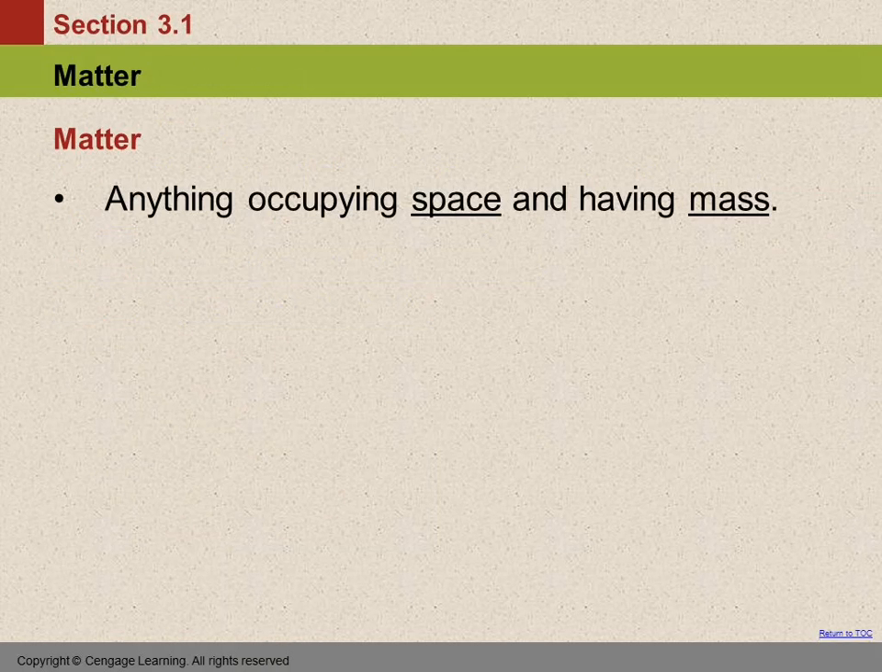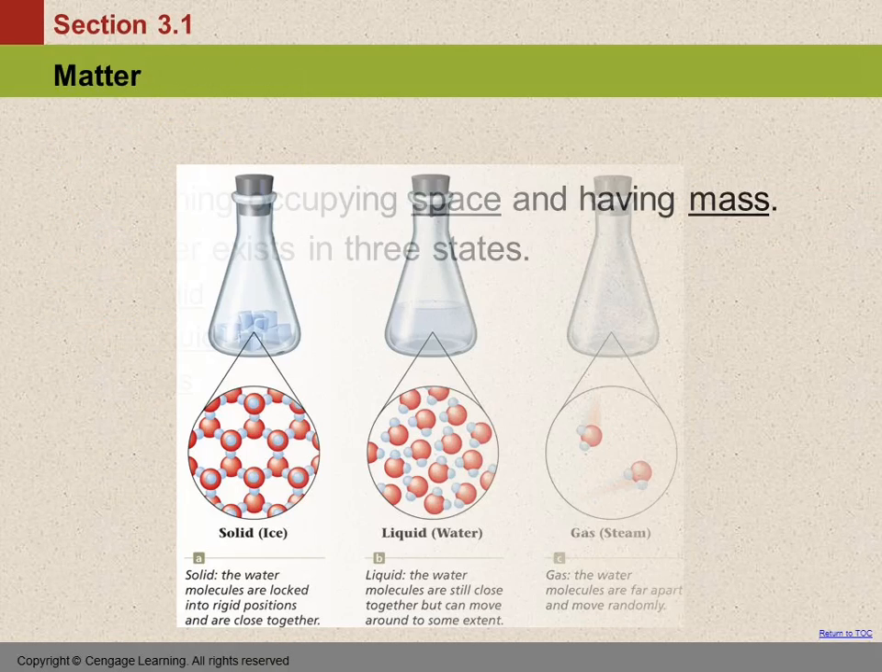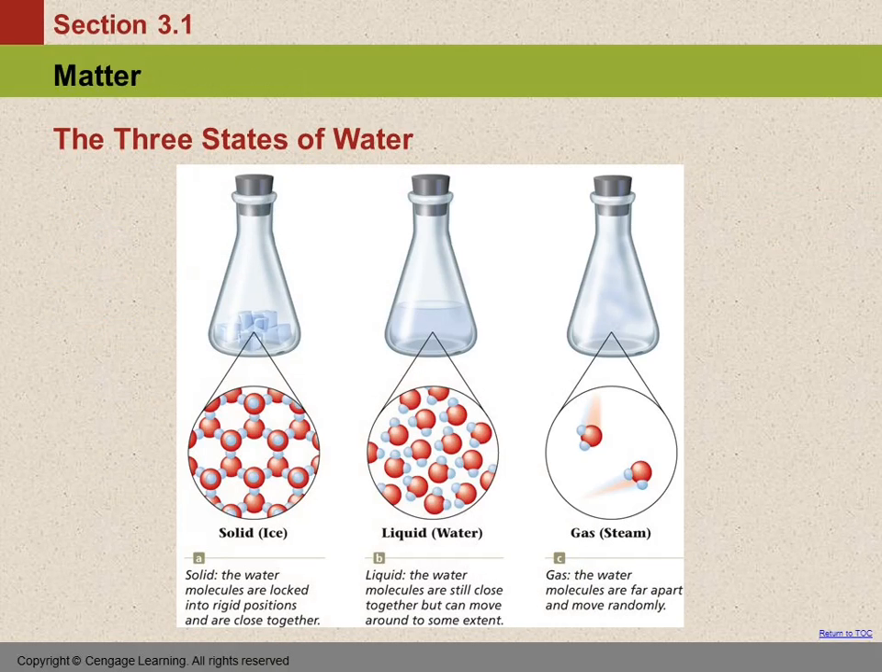So we have to first define what we mean by the word matter in chemistry, and we mean anything occupying space and having mass. Okay, so that includes a lot of things, doesn't it? Matter exists in 3 common states: solids, liquids, and gases. And you need to know what those states are. And here we have an illustration showing the 3 states of water.